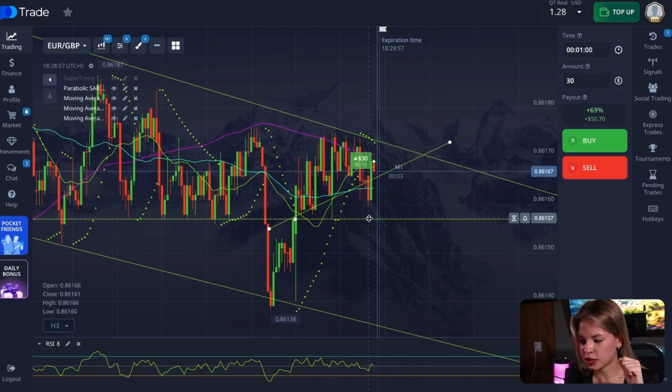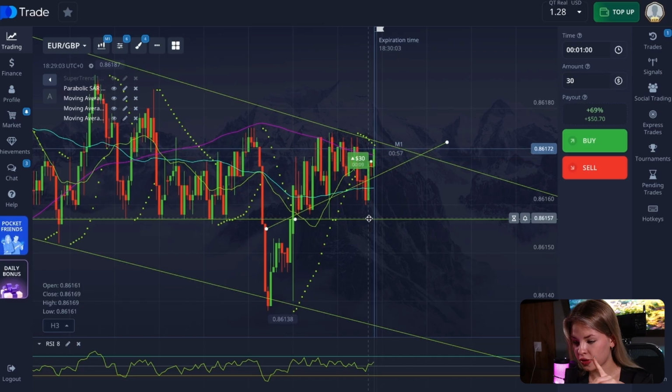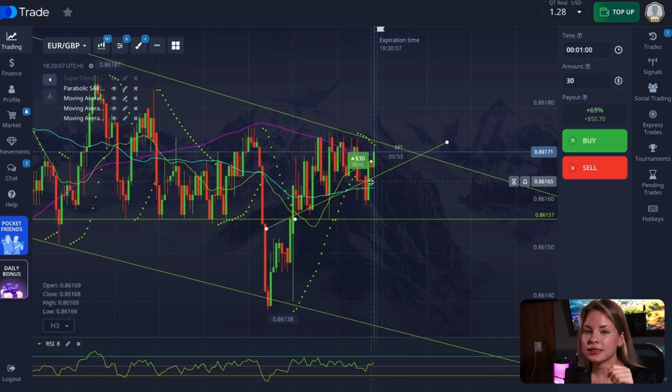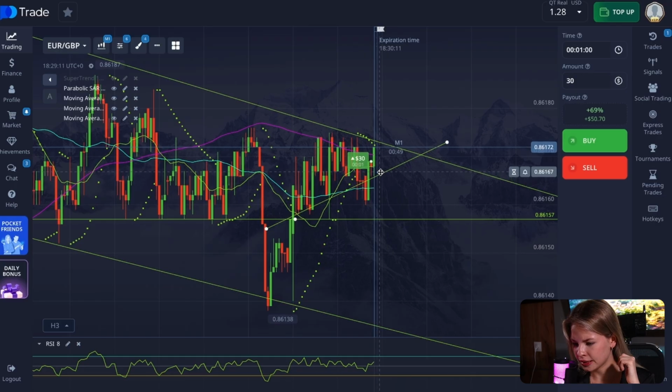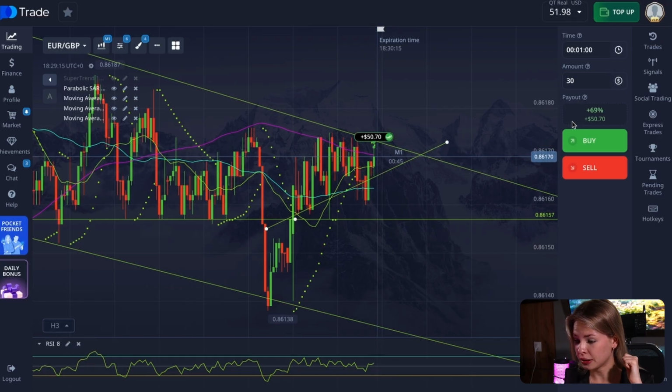A new candle just opened and is likely to shoot up. That's what we were waiting for. Look, bouncing right off that level again. Yeah. So that was quite an easy and clean setup for a long position, and I likely won practically $50. Yeah, $50. That makes me really happy.